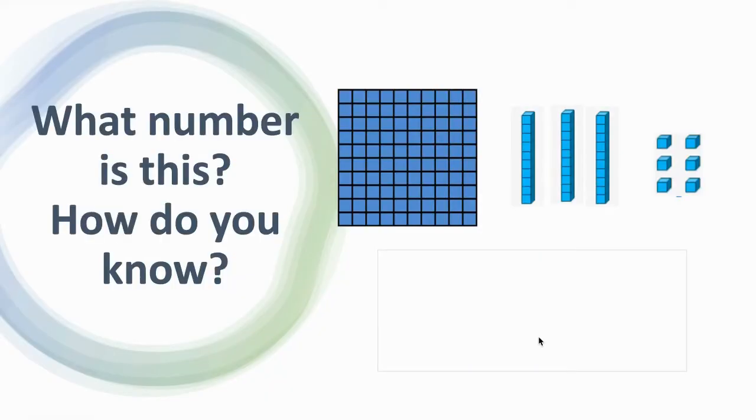So take a second. What number is this? What number do you see right here? How do you know? How do you know that the number that you just said is the number that's written out right here? So let's count it up. So, what is this? This is 100. What is this? This is some tens. Right here we have 3 tens. And what is this? 6 ones.